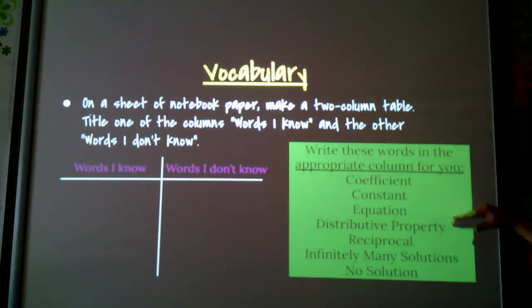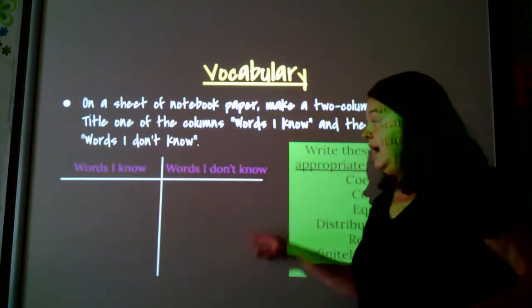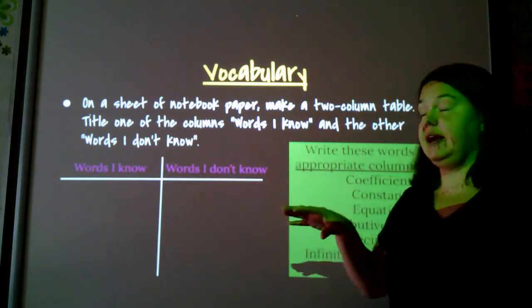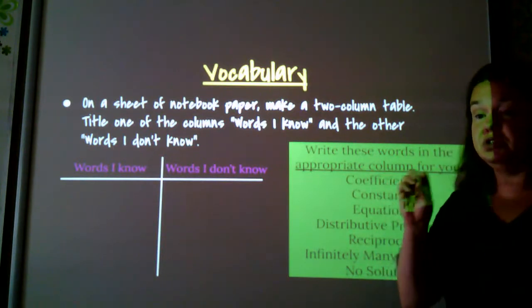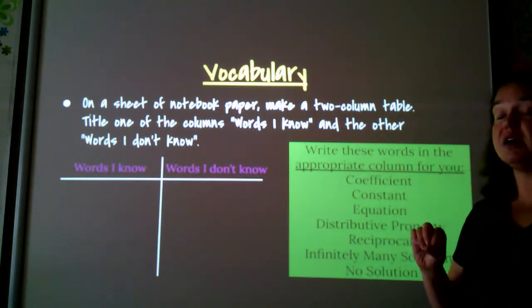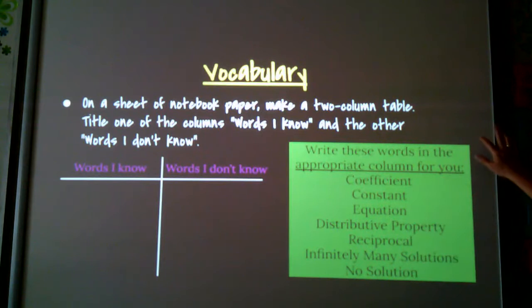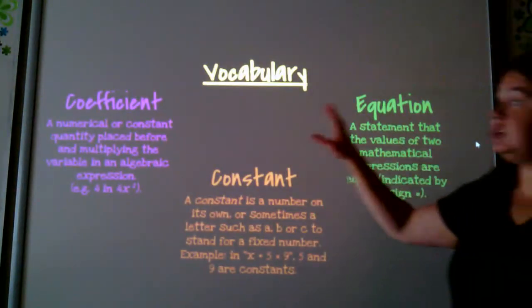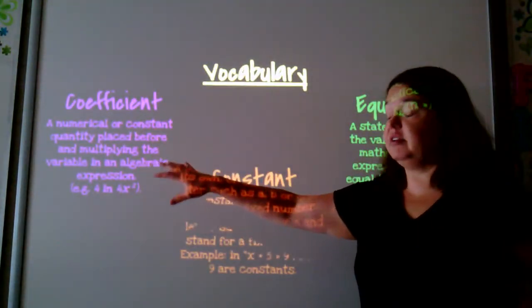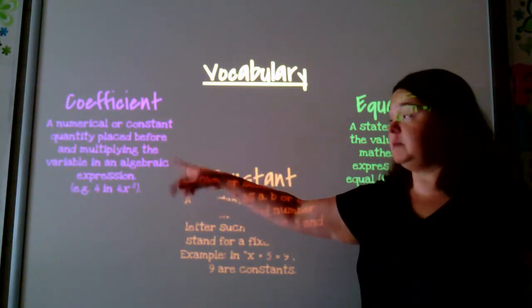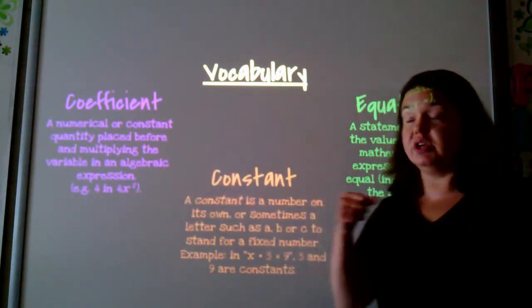Coefficient, constant, equation, distributive property, reciprocal, infinitely many solutions, and no solution. Once you have them in the table, I want you to take the words I don't know and write down the definition, so that when you come across these words again, you're able to look them up. So here we have coefficient. A coefficient is basically a number in front of a variable. They're basically being multiplied. So in 4x squared, 4 is the coefficient.